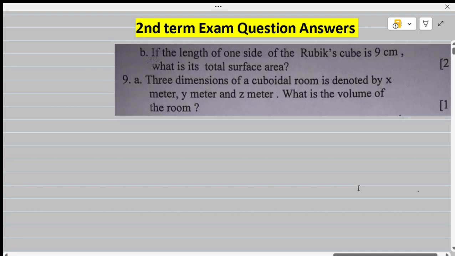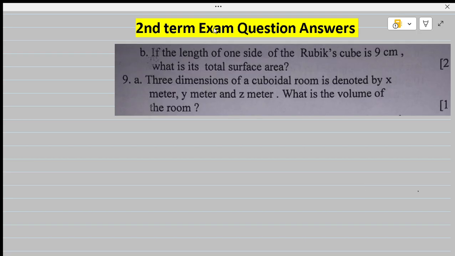So they said, if the length of one side of a Rubik's cube is 9 centimeter, what is its total surface area? So here we are given the length of each side of the Rubik's cube, which will be represented by L, and it's given as 9 centimeter, and through that we are asked to find the total surface area of it.